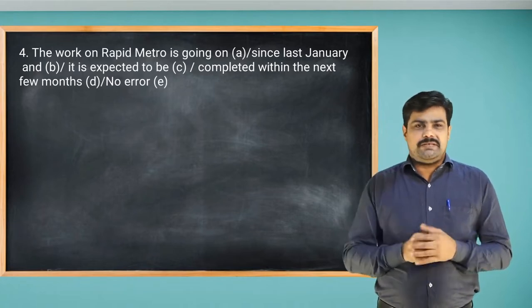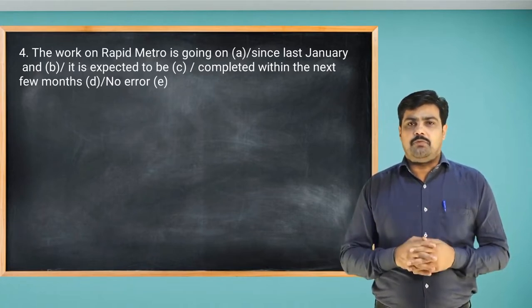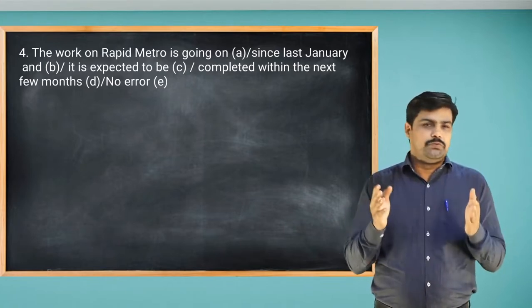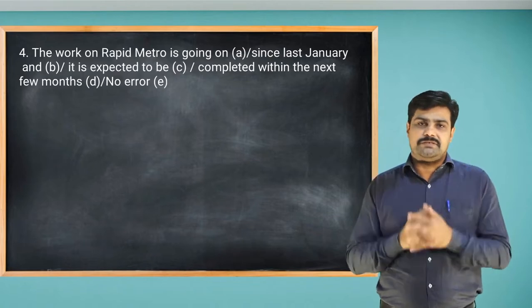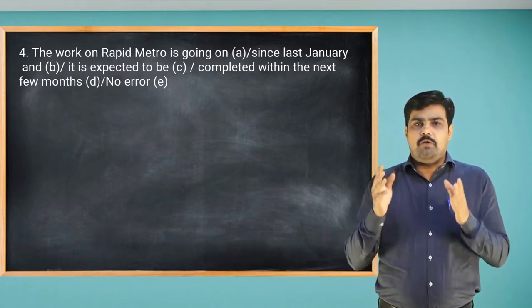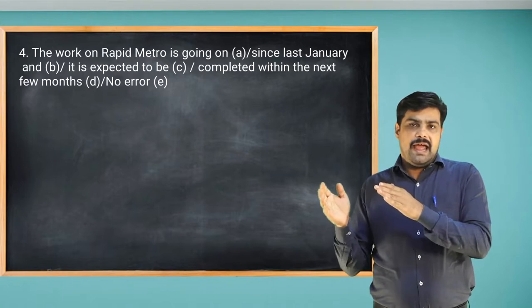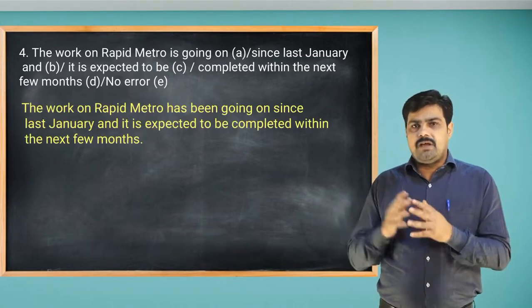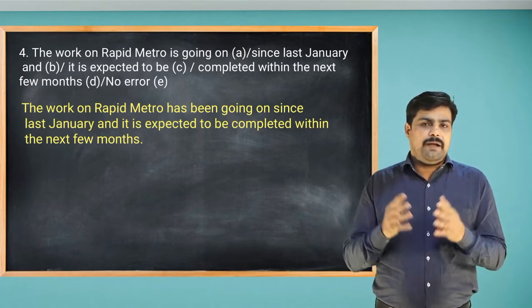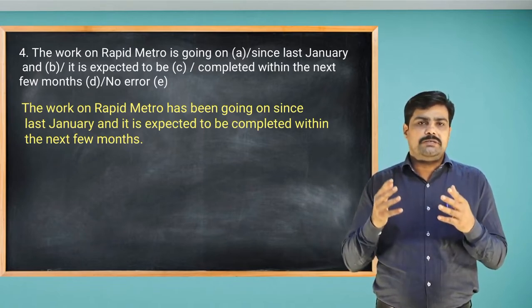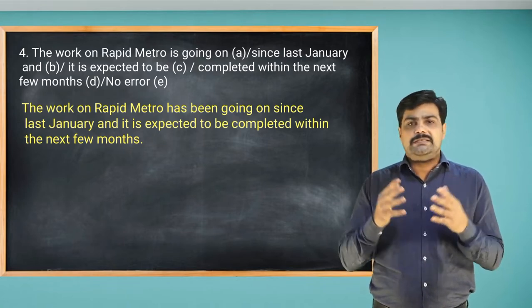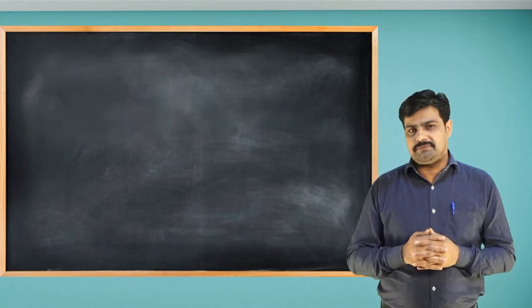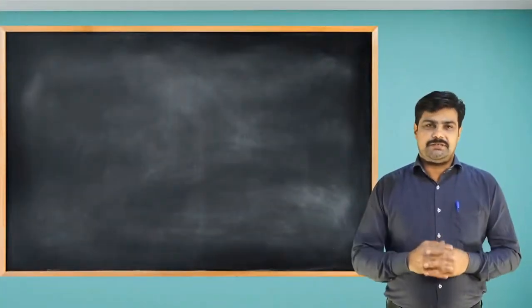Like the previous sentence, in this sentence too, the word since is used. And we know that the word is used in perfect continuous tense. So remove is from part A and use has been. Now see the correct sentence. The work on rapid metro has been going on since last January, and it is expected to be completed within the next few months.